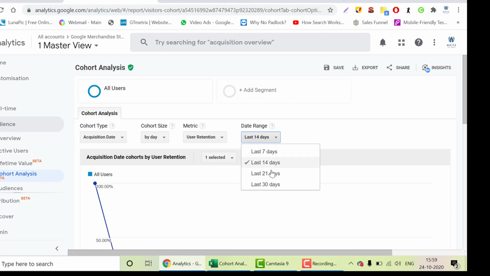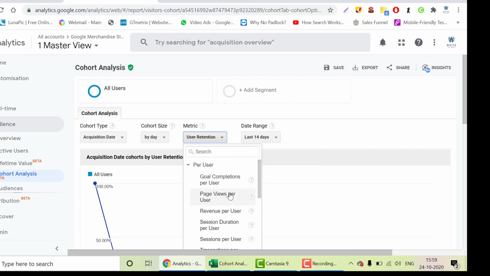You can change the date ranges to last 21 days, and for a month too you can do that. Besides user retention, you can see revenue per user, session duration per user, sessions per user, and goals completion. I hope you remember what goals are. I have discussed what goals are in one of my videos, do go ahead and check it. Goals are something that we all are aspiring for, so goal completion per user can also be measured through this particular report.